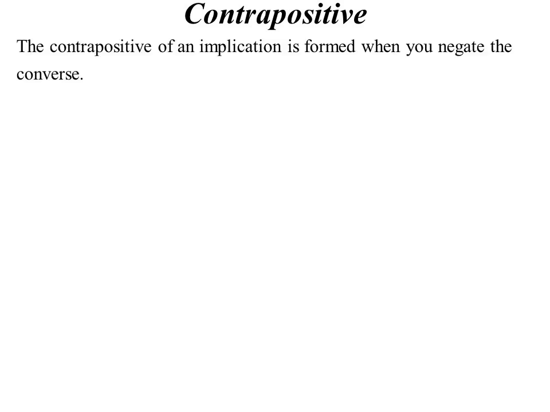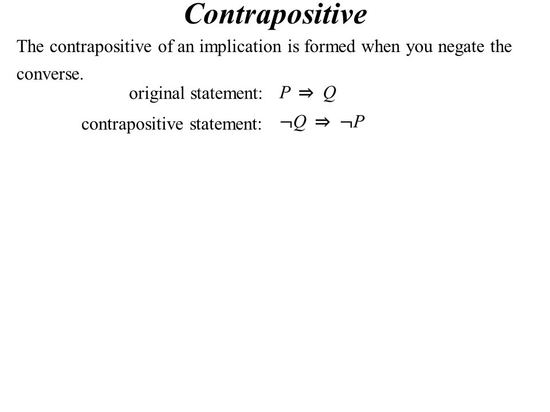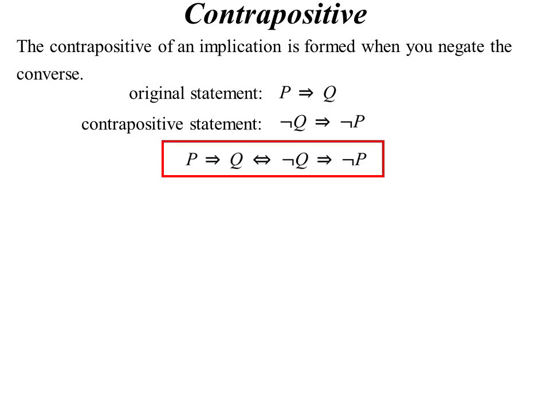Contrapositive. This may well be a new word. The contrapositive of an implication is when you negate the converse. So if my original statement is P implies Q, then the contrapositive statement is not Q implies not P. So you negate the converse. Converse, you read it back the other way, but we negate both statements.